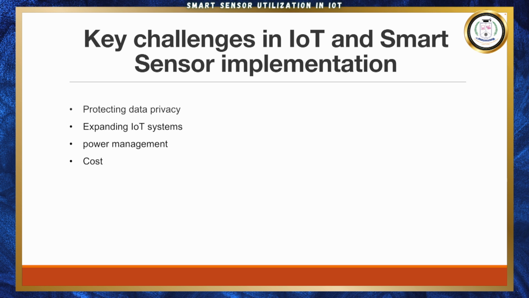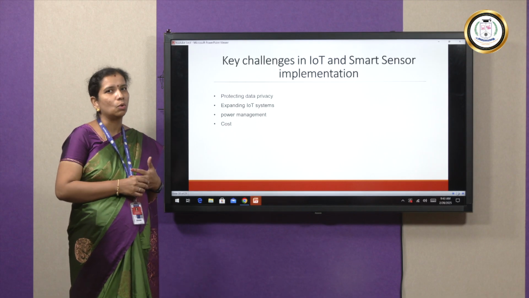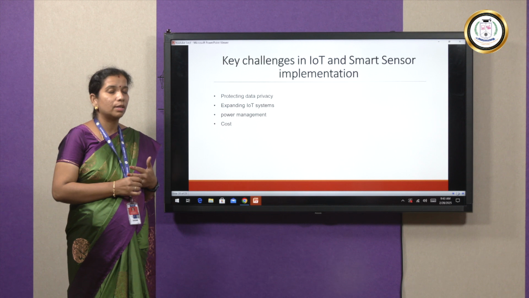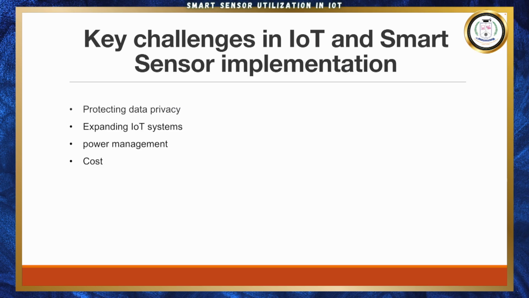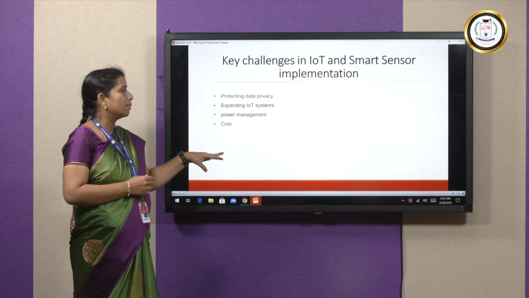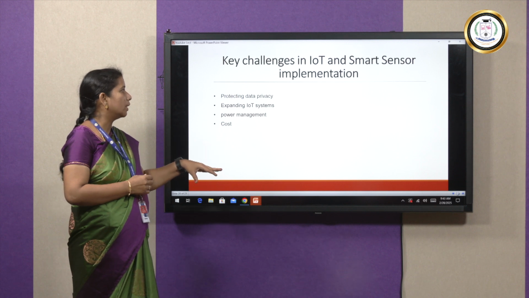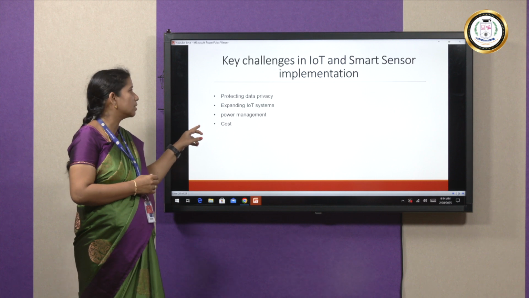The first one is protecting data privacy, because we are storing all the data in the cloud, so data privacy is very important in IoT devices. The next one is expanding the IoT system. Suppose we are embedding n number of IoT systems; we have to take care of how the system is embedded, whether we have all the components. We have to take care of everything, and only then can we expand the IoT systems.